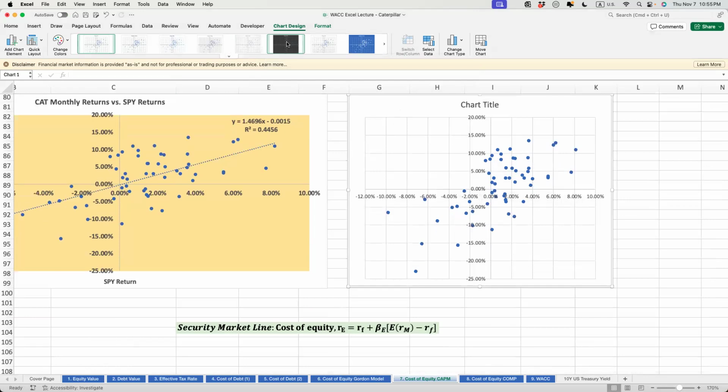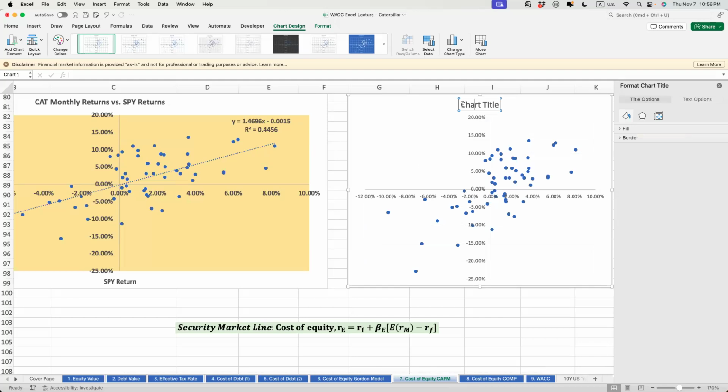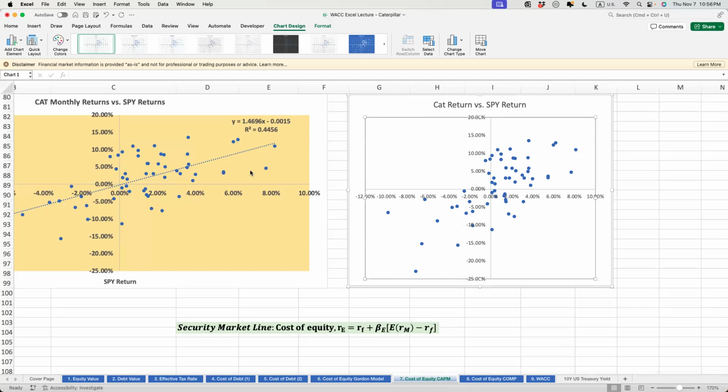Now we can add some elements to this chart. Let's make this a little bit cleaner. We can click this grid line here and hit delete on the keyboard, and just keep the y-axis and x-axis. Now maybe we can add a title. What is the title for this chart? We want to visualize the Caterpillar return versus SPY return. And then I also gave you the colors there.